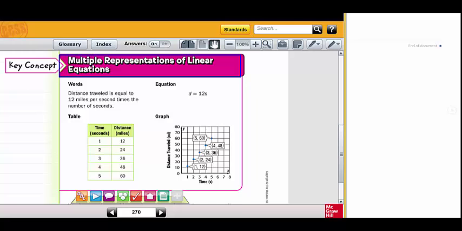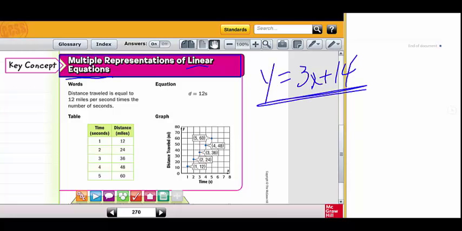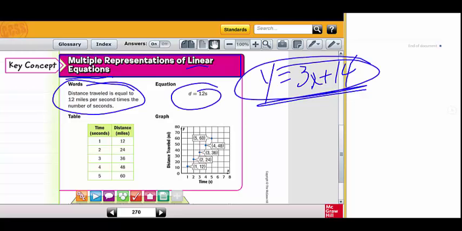What we need to recognize is that we can show linear equations, linear relationships, equations of a line, y equals 3x plus 14, etc. Those types of things. We can put that in words. We can say something like this: distance traveled is equal to 12 miles per second times the number of seconds. We can put it in an equation like this, or like the one I just wrote here. We can put the data in a table, and we of course can put it in a graph.